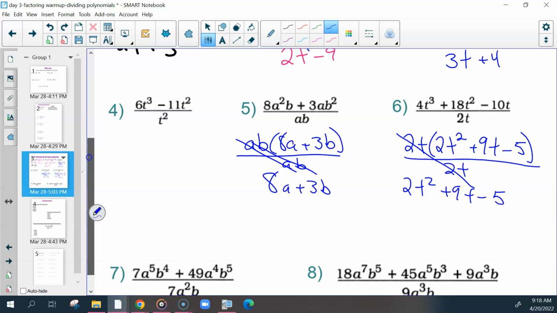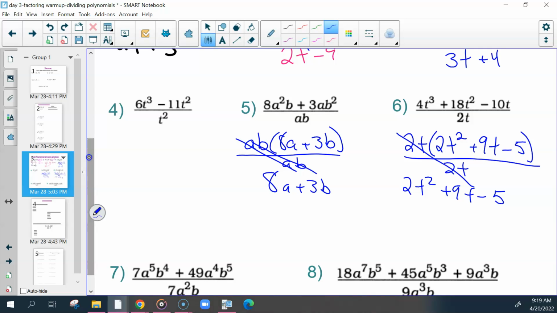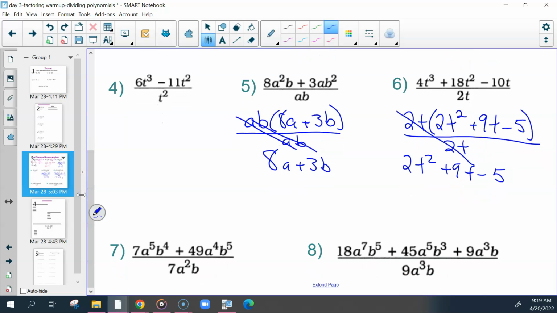Now, in this case, we could possibly see if we could factor it, but it's not asking us to do that. 2 times negative 5 would be negative 10. Negative 10 that adds to 9 would be 10 and negative 1. So we could factor it, but it's not asking us to do that, so we don't need to for this one. So know when to stop. Now, if the problem did say, what are the final factors, that would be different.